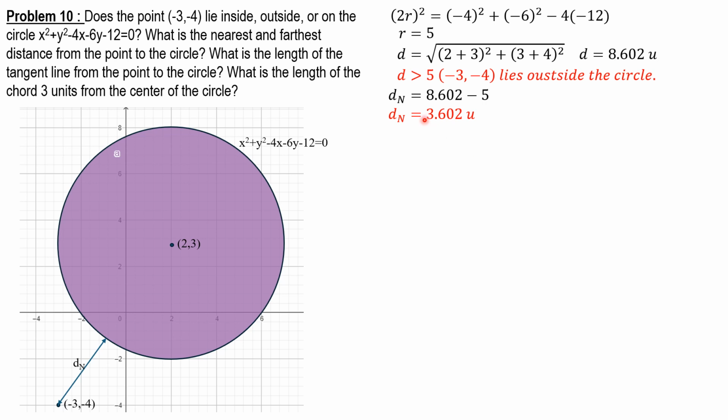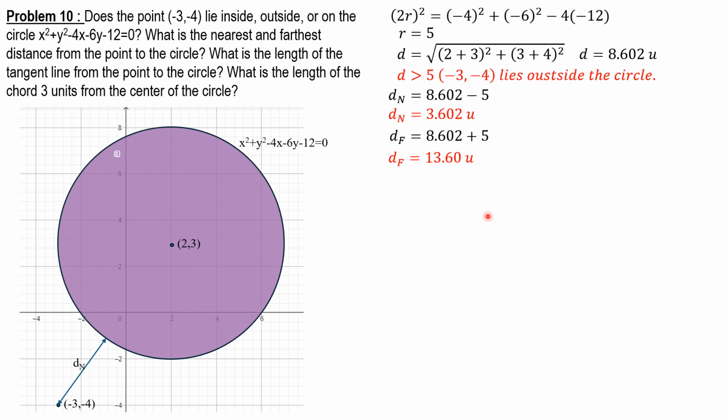For the farthest distance, it is 8.602 plus 5. So it is 13.602 units, 13.6 to 4 significant figures.